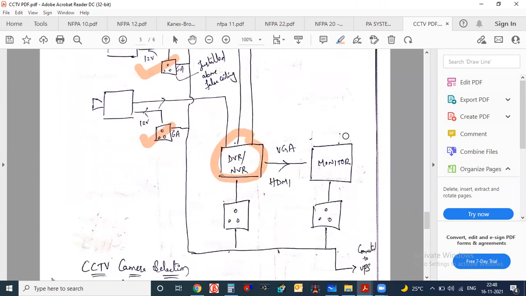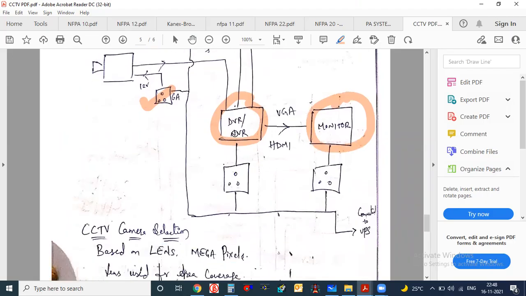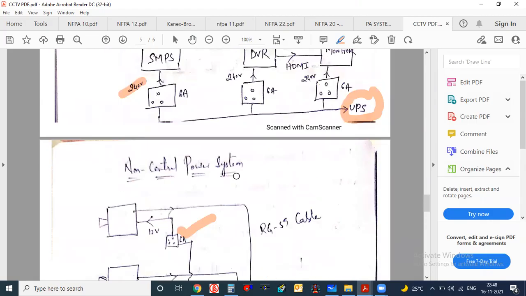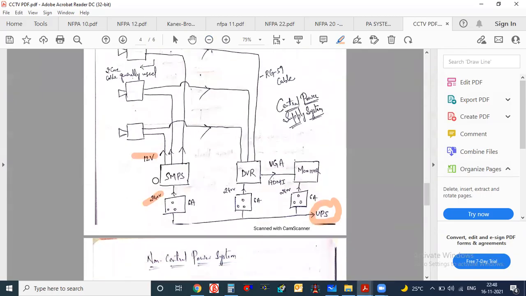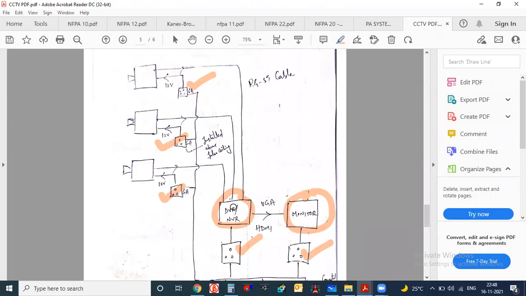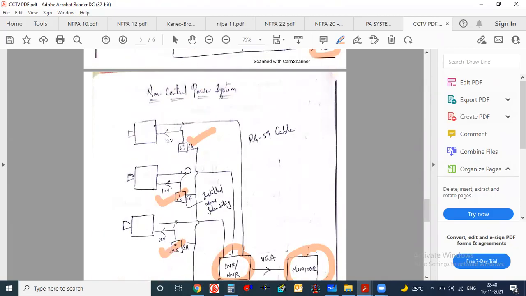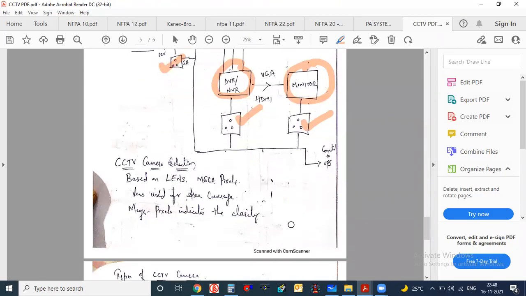Then this DVR is connected to the monitor. And here you see the DVR is connected to a 6 amp socket. All the system is connected to UPS. Normally, this system is best actually. If you go with this system, you don't have to take more 6 amp sockets. But here you can see a lot of 6 amp sockets are used. Just connections are given here.